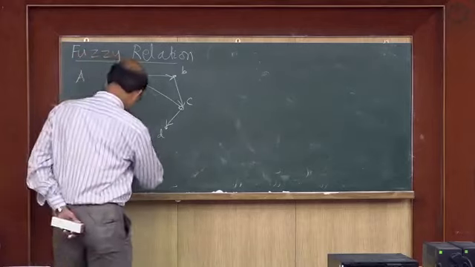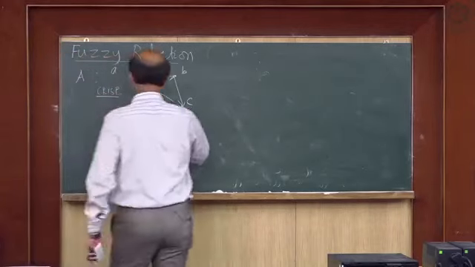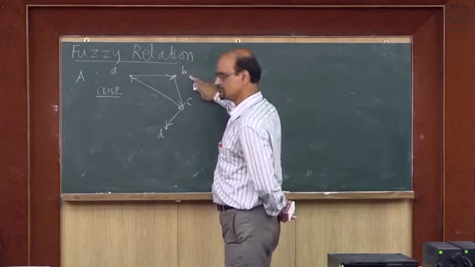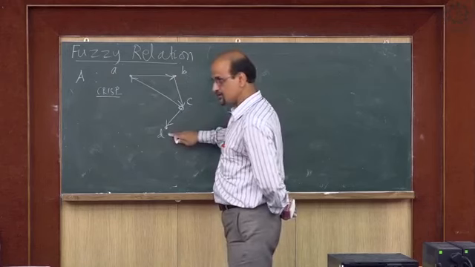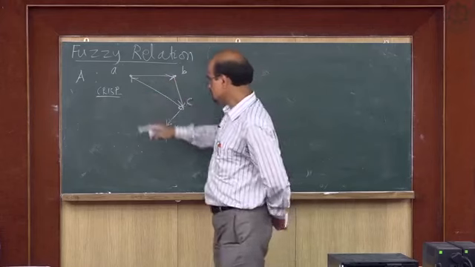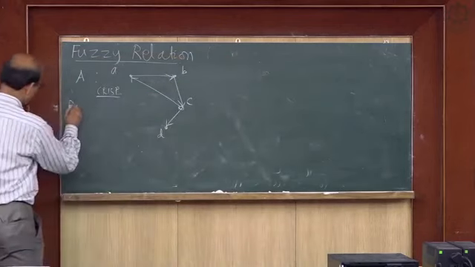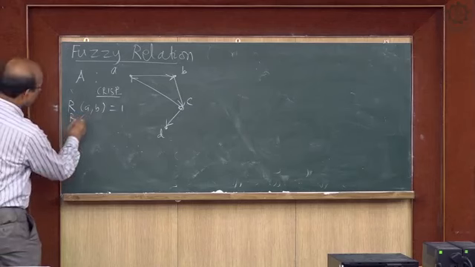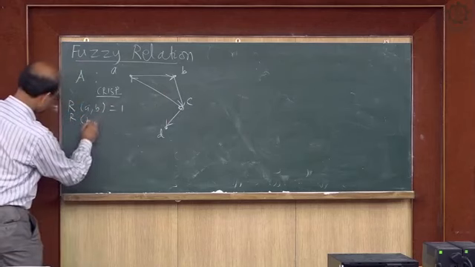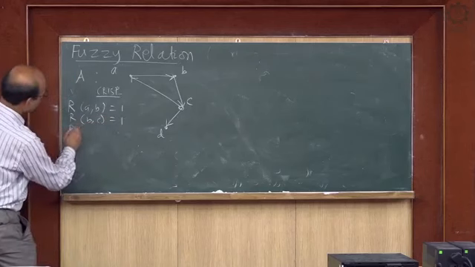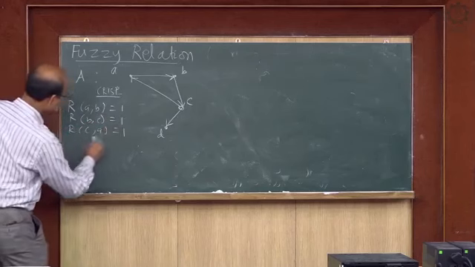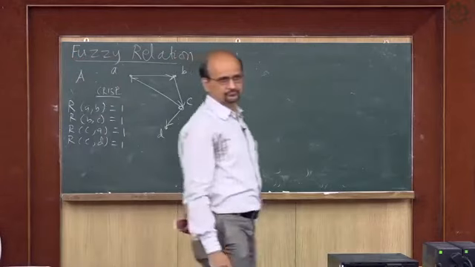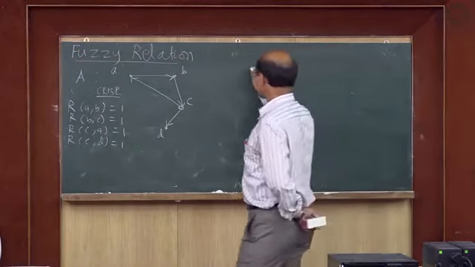So, this is your crisp: I have a relation from C to A, from A to B, from B to C, from C to D, but I do not have a relation from B to A. That means for crisp, R of AB is 1, R of BC is 1, R of CA is 1, and R of CD is 1, others are 0. This is for crisp.